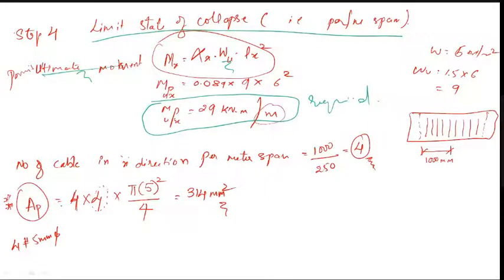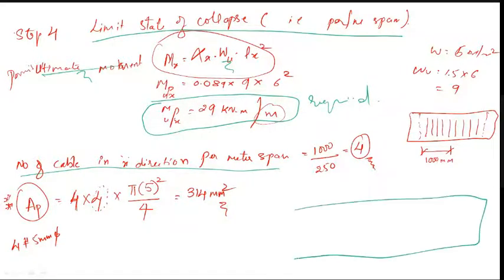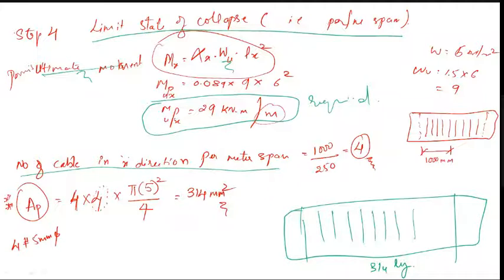Now we will calculate the number of cables in the x direction. This is my width of the middle strip, that is 3/4 of Ly. I have placed 26 cables, but I want to know how many cables are there in 1 meter span. How will we calculate? 1 meter span divided by 250, that is the spacing, so we will get 4 cables in 1 meter.